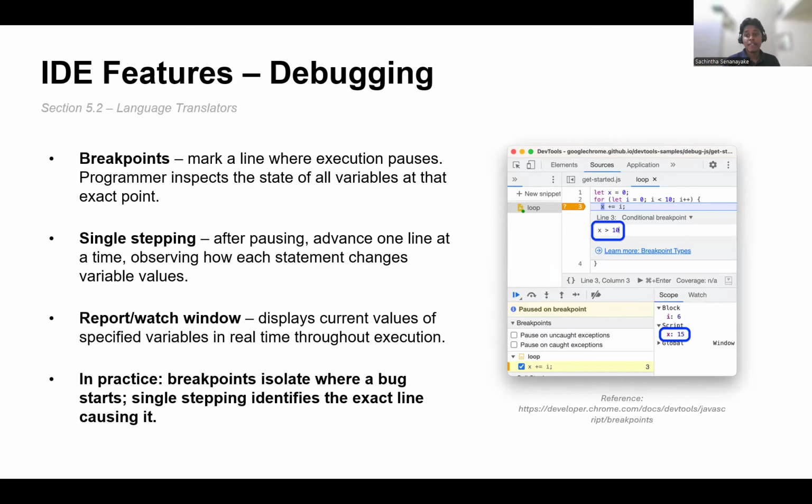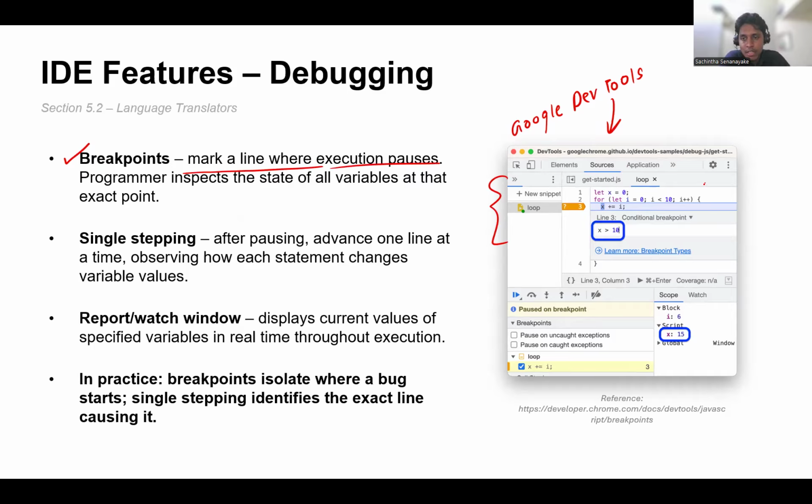Now, IDEs also have features for debugging, where IDEs are able to provide you with breakpoints. When you want to debug your program, you can mark a line where execution pauses. So as you execute a program through a debugger, it will stop executing on that line. So in this code block here, this is Google's own DevTools IDE that you see.